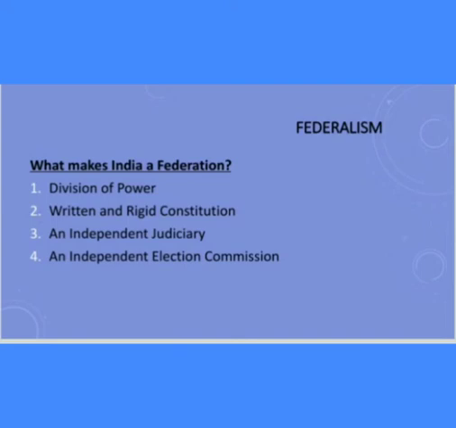Second one is a written and rigid constitution. The second feature of the federal government is that it has a written, rigid and supreme constitution. A major part of the constitution is in written form and cannot be easily changed. The constitution is supreme, which means that the central and the state legislatures exercise their powers as specified by the constitution.